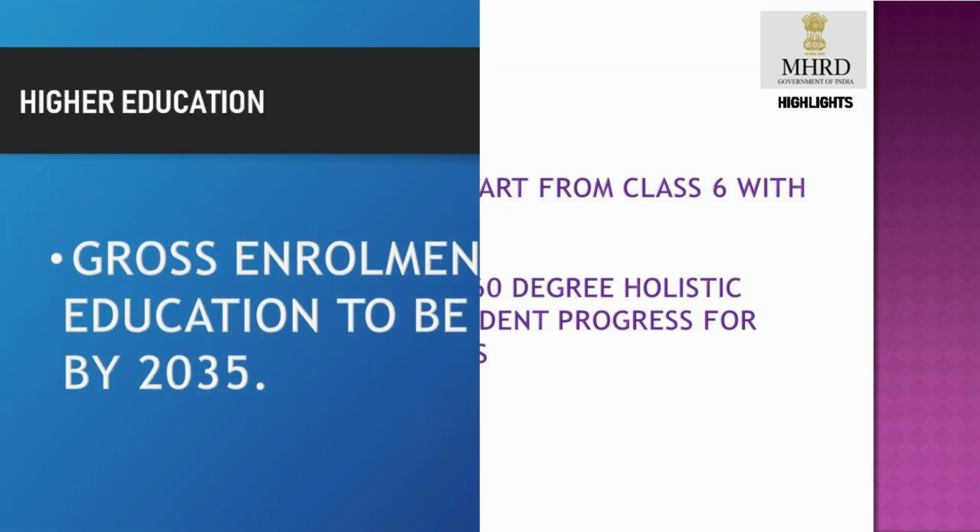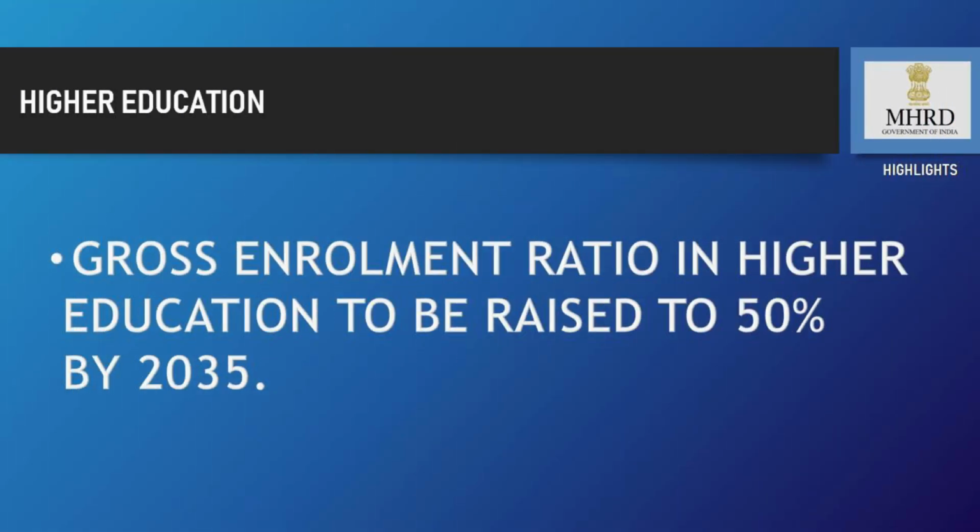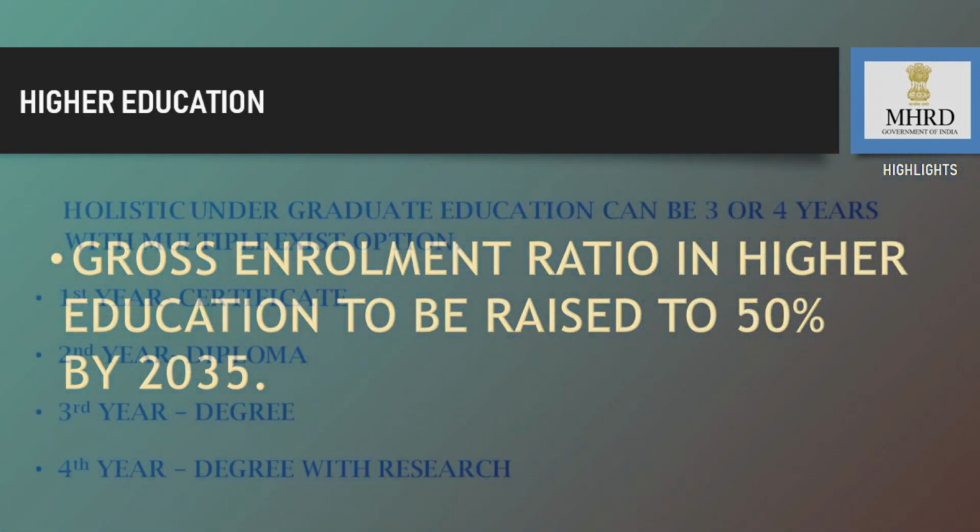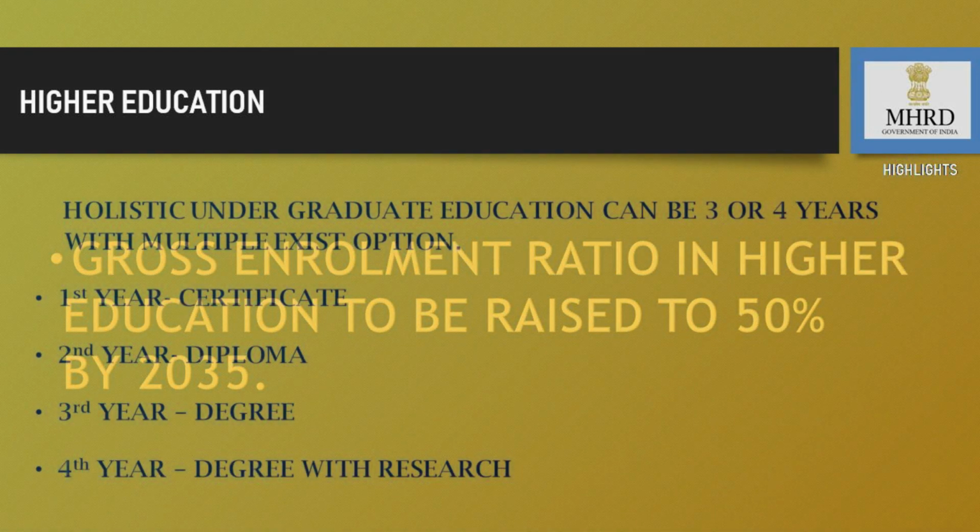Next, we will move towards higher education. What has the new education policy brought? The basic aim of this policy is to raise the gross enrollment ratio to 50% by 2035. The current ratio is 26.3. Now, what is the target? To make it 50% by 2035. And there will be holistic graduation education.